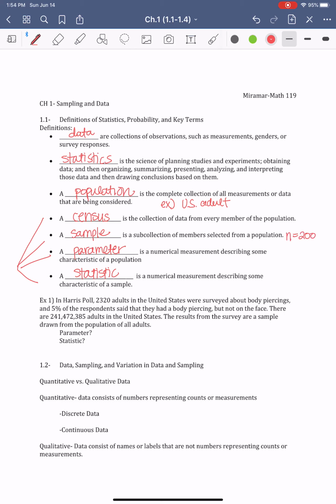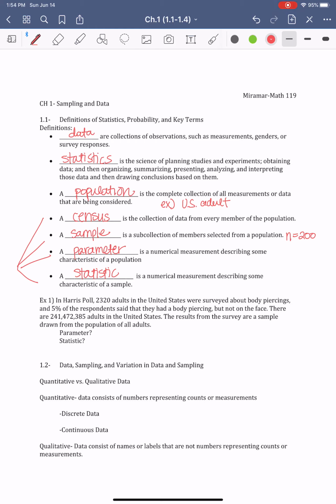Now we use the letter n for the sample. This is just a universal letter for sample size. So we take 200 people and then obtain the data. Now that's more reasonable because managing 200 people is a lot easier than getting the data of the whole entire US adult population, which is a really big number. Okay, so that's what the sample is, a subset.